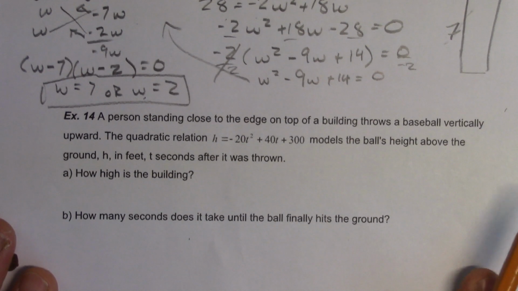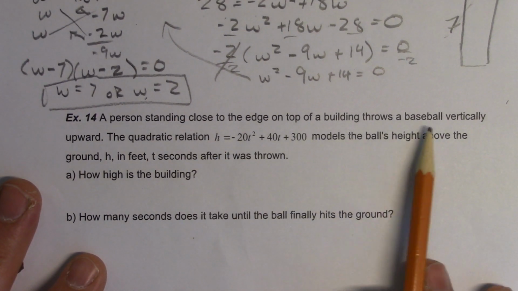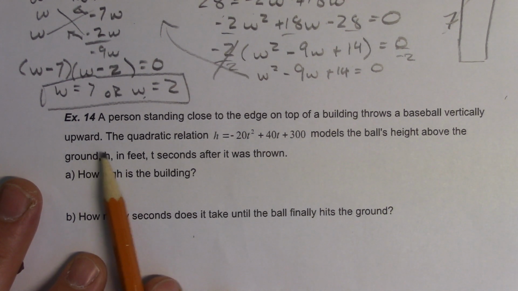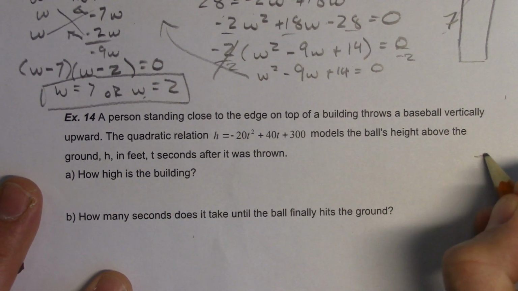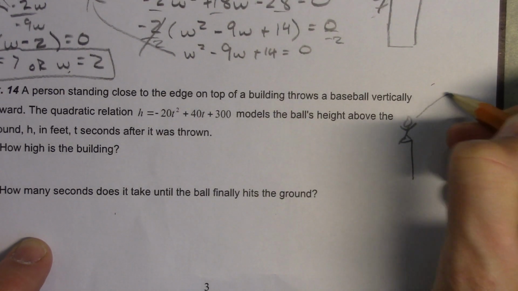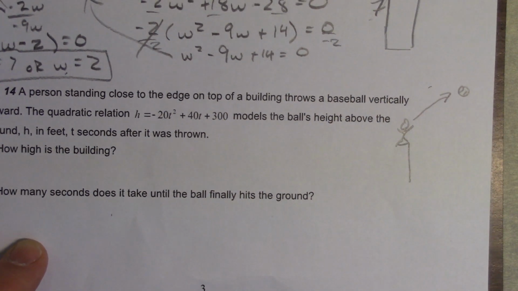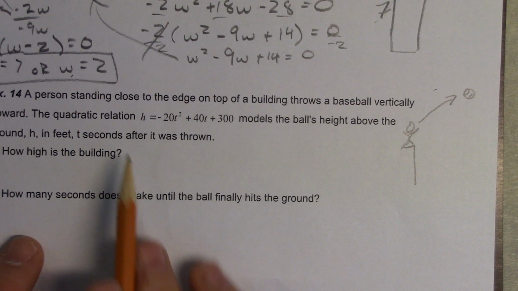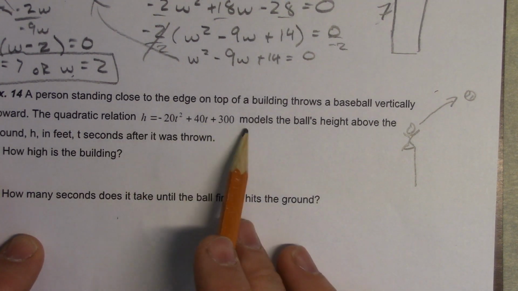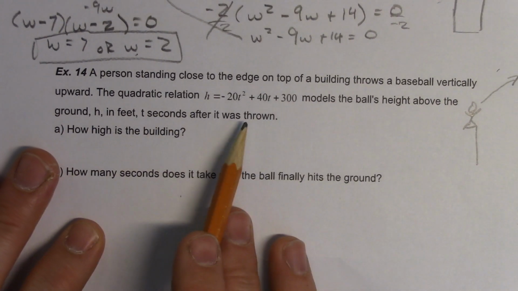All right. I think I'm losing some guys here. I'm going to try and go a bit quicker. A person standing close to the edge on top of a building throws a baseball vertically upward. Okay, so here's the building. This little person is close to the edge, and he throws a baseball. There's my baseball, thrown upwards. The quadratic relation models the ball's height above the ground in feet and seconds after it was thrown.